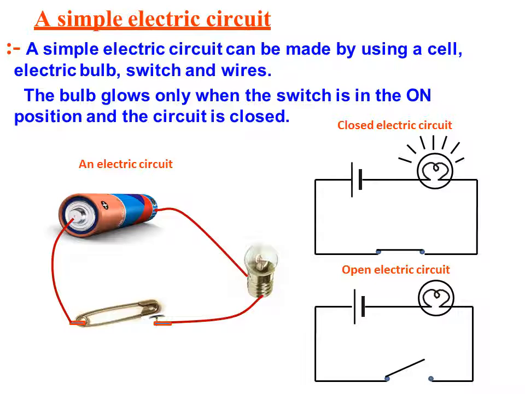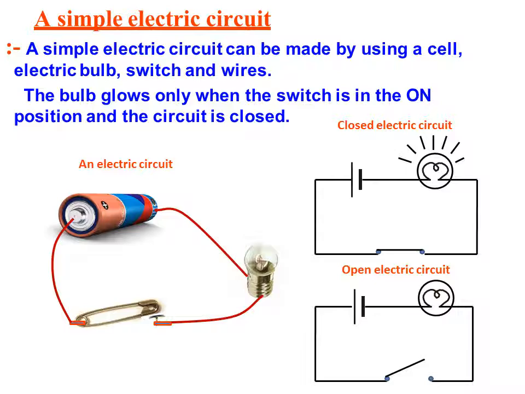So the first one is called closed circuit and the second one is called open circuit, because the switch is not connected. So how many types of circuits have we learned? We have learned two types of circuits. One is closed circuit and one is open circuit.